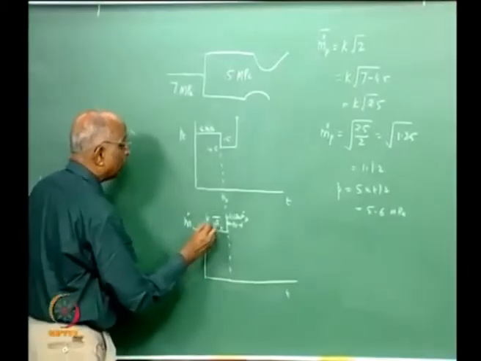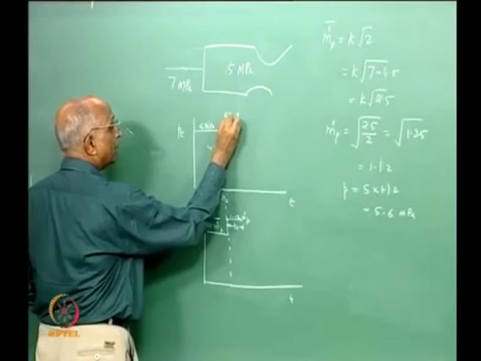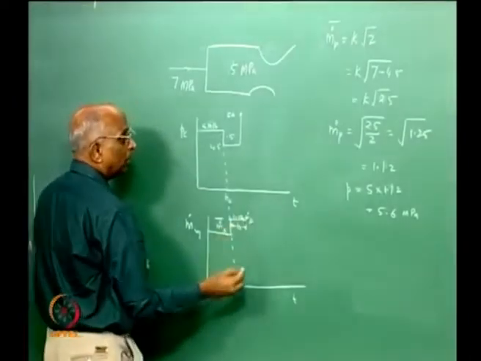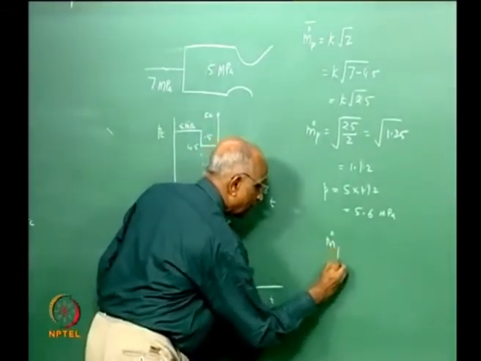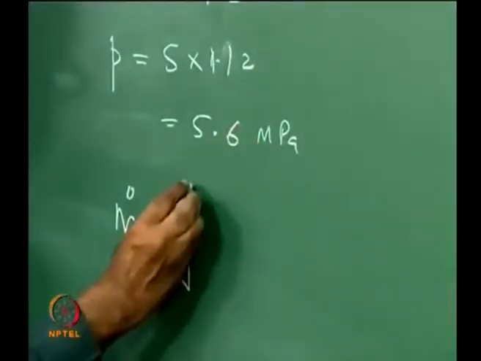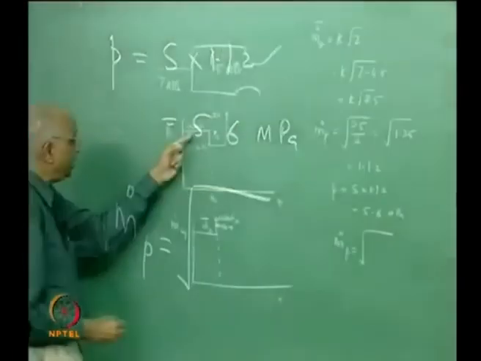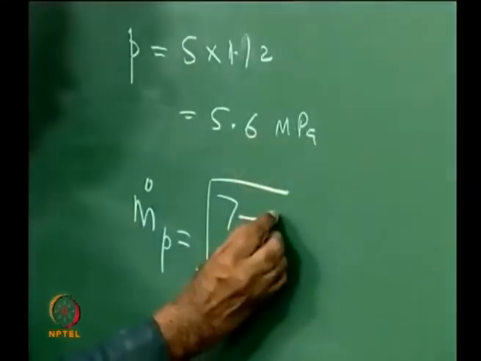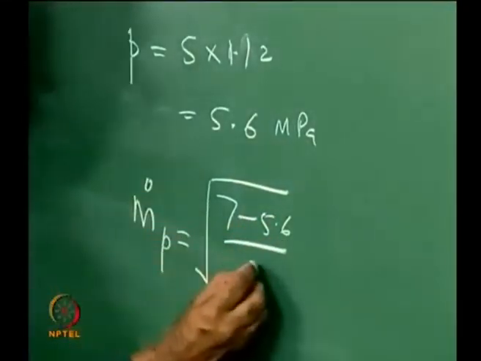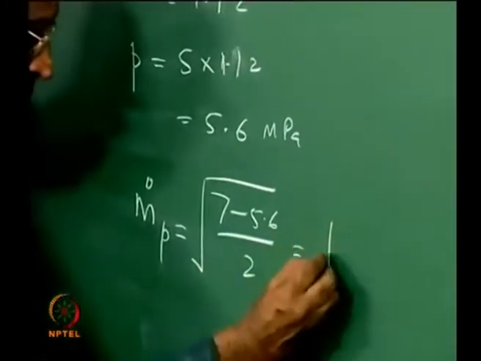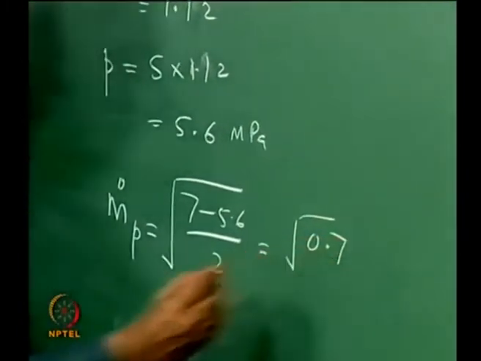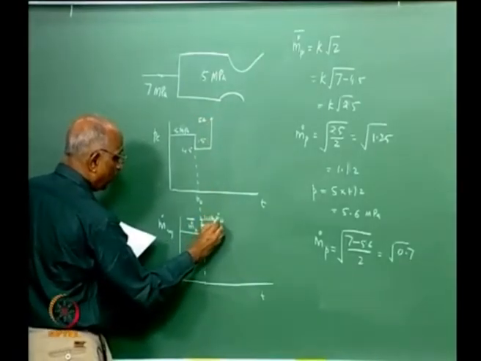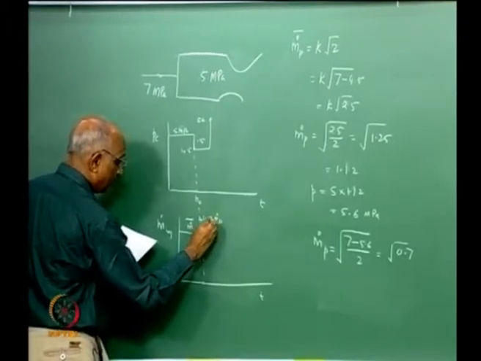Therefore the pressure now goes up to 5.6 MPa, and when it is 5.6 MPa, the mass flow rate now decreases and it becomes equal to, with respect to the steady difference of 2, now it is going to be 7 minus 5.6 divided by 2 over here, that is equal to under root of 0.7 by 1.4 divided by 2.7, the value is 1.12, then it has burnt over here.